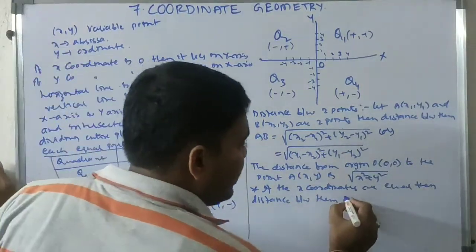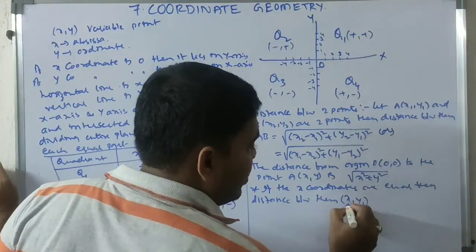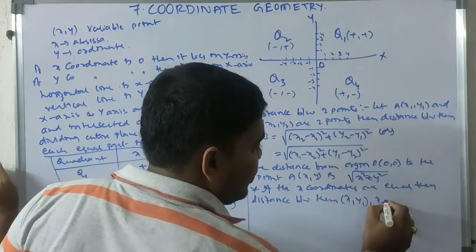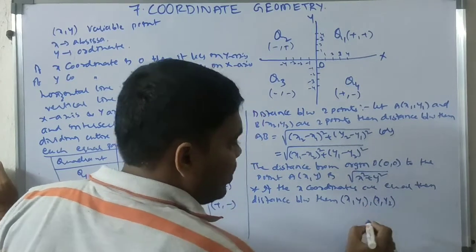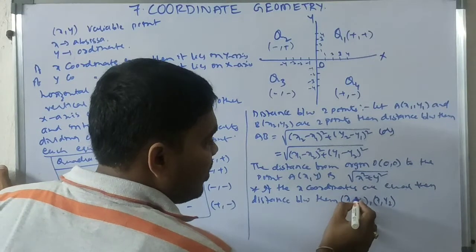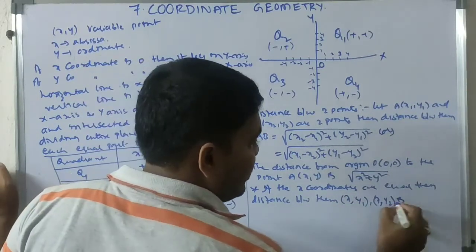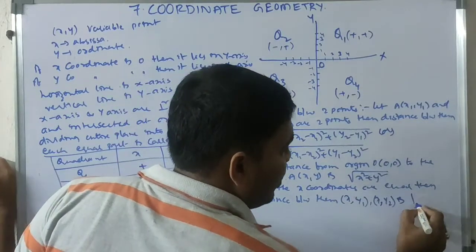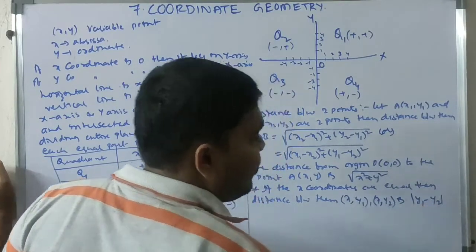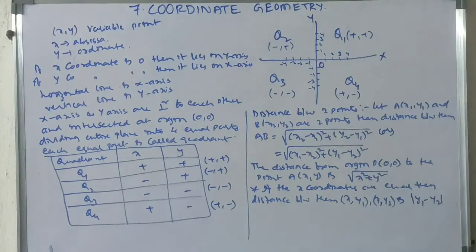For example, x comma y1 and x comma y2, not x1 y1: the distance between x comma y1 and x comma y2 is mod y1 minus y2. The difference between y coordinates is the distance.